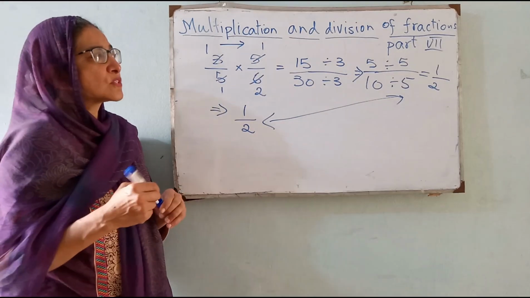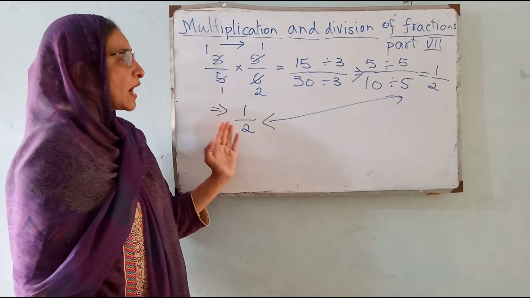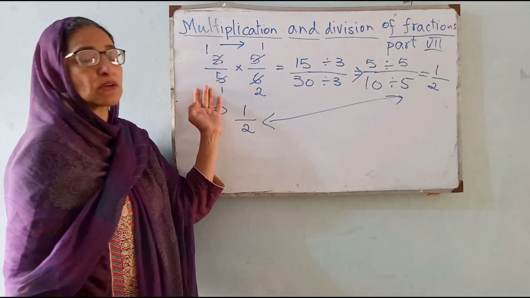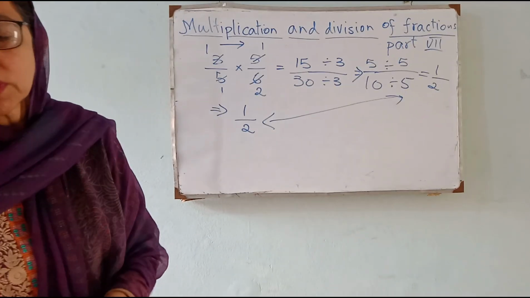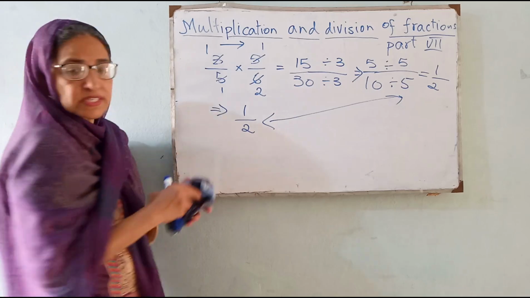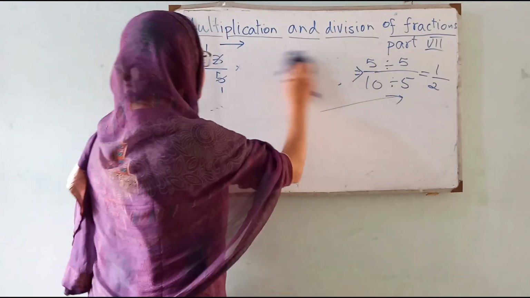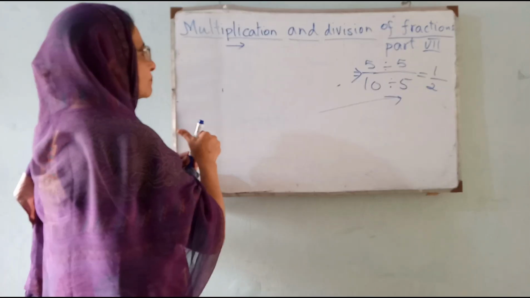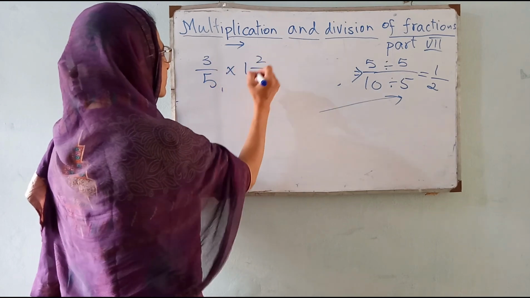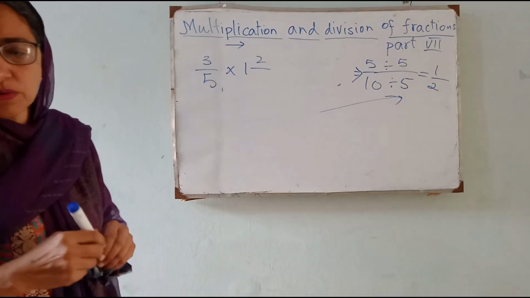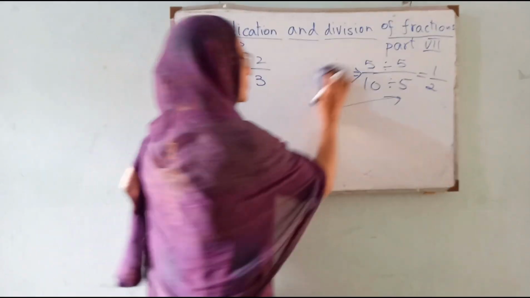Instead of doing it stepwise, wasting my time and making my question lengthier, by changing it into the lowest term I have got the answer. One more question I want to solve is 3 by 5 and 1 whole 2 by 3. I want to solve this question. So how am I going to do it?